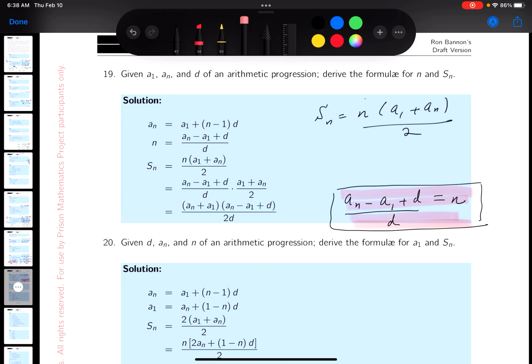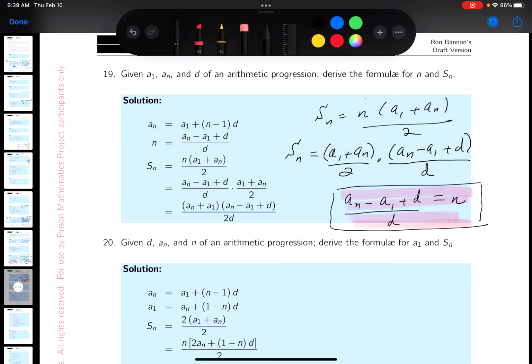Do I know 2? Yes. But what's the n? Let me write this down then. This looks pretty easy to write down. So Sn is going to be equal to (a1 + an)/2 times the n. Well, what's the n? Let's write this down. It's (an - a1 + d)/d.